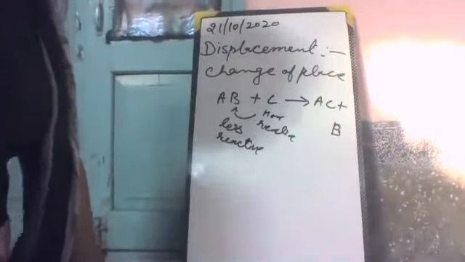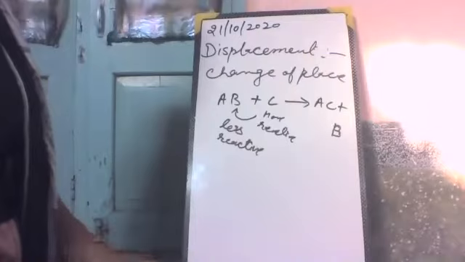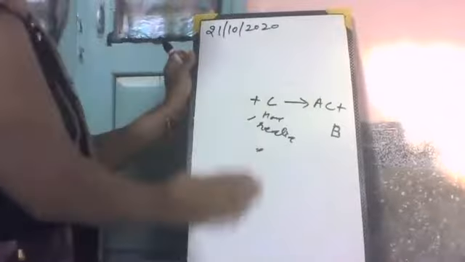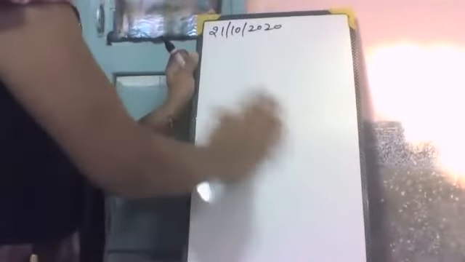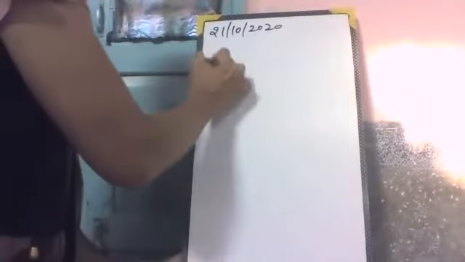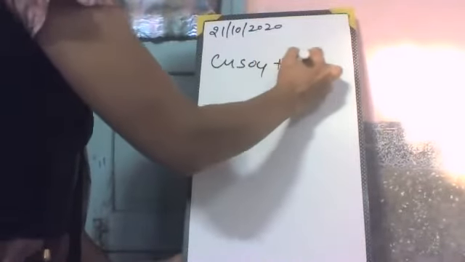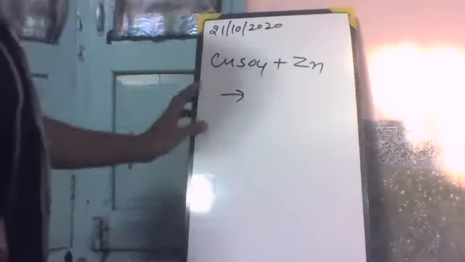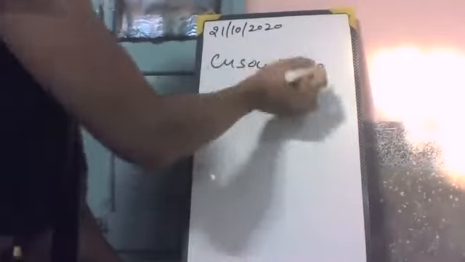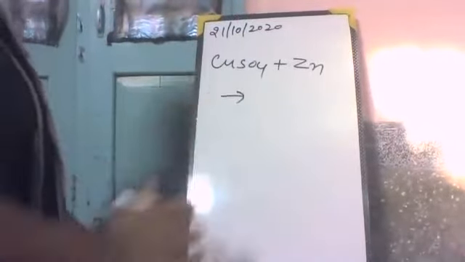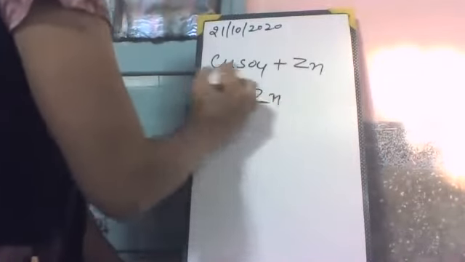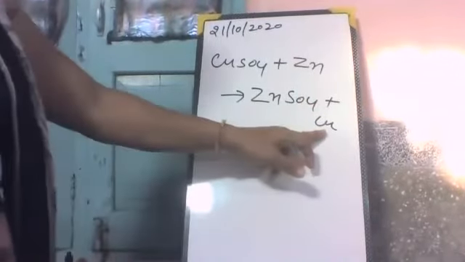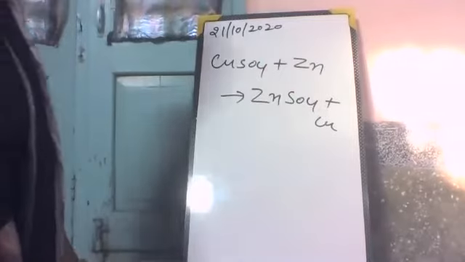Here is an example of copper sulfate, the reaction of copper sulfate with zinc. Zinc is more active than copper. Copper sulfate reacts with zinc. Now the copper is released by the zinc, copper is displaced by zinc and the substance changes in this way, zinc sulfate and copper. This will settle down at the bottom.